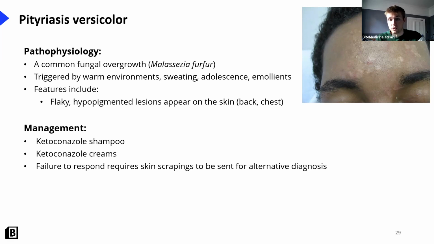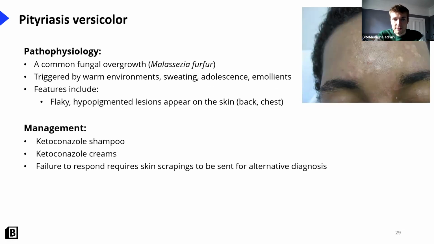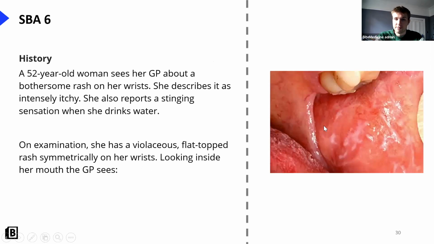And at that point, you would want to do skin scraping, essentially, just take a surface level, minor biopsy, and send that off to the laboratory. So that's our Pityriasis rosea versus versicolor. So now we're going to cover SBA 6. Hope you guys are doing well.